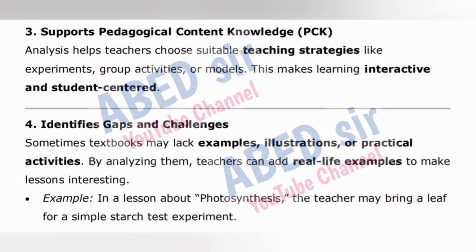3. Supports pedagogical content knowledge, PCK. Analysis helps teachers choose suitable teaching strategies like experiments, group activities, or models. This makes learning interactive and student-centered.